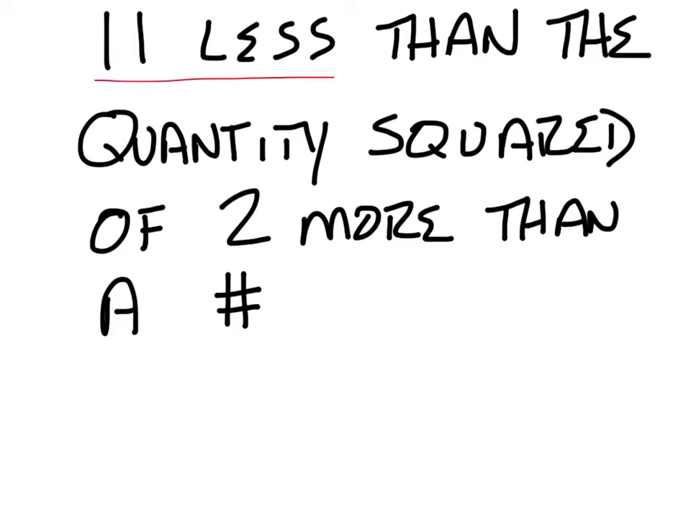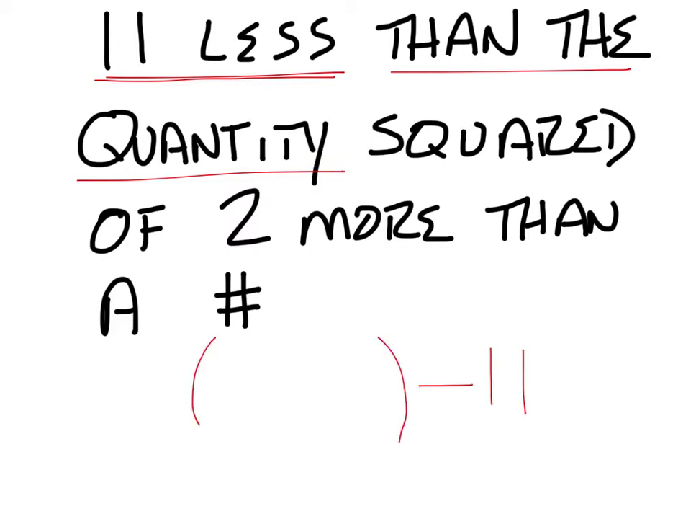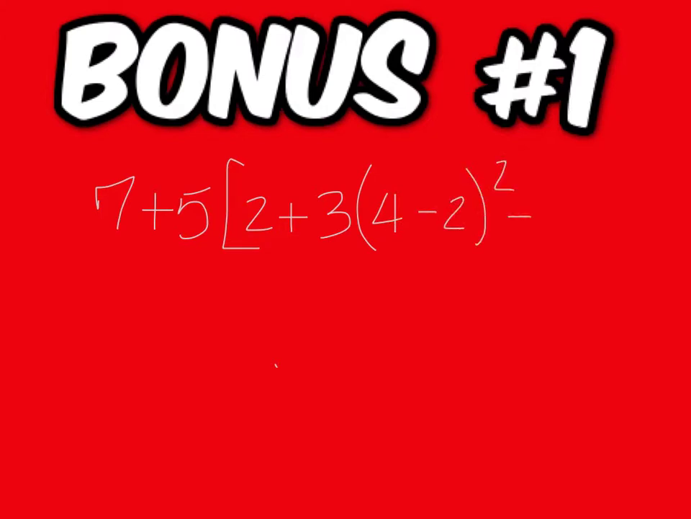11 less. As soon as I see 11 less, I'm putting minus 11 to the right. 11 less than the quantity squared of 2 more than means plus 2 to the right, and then a number is x. Answer to the bonus is 56.